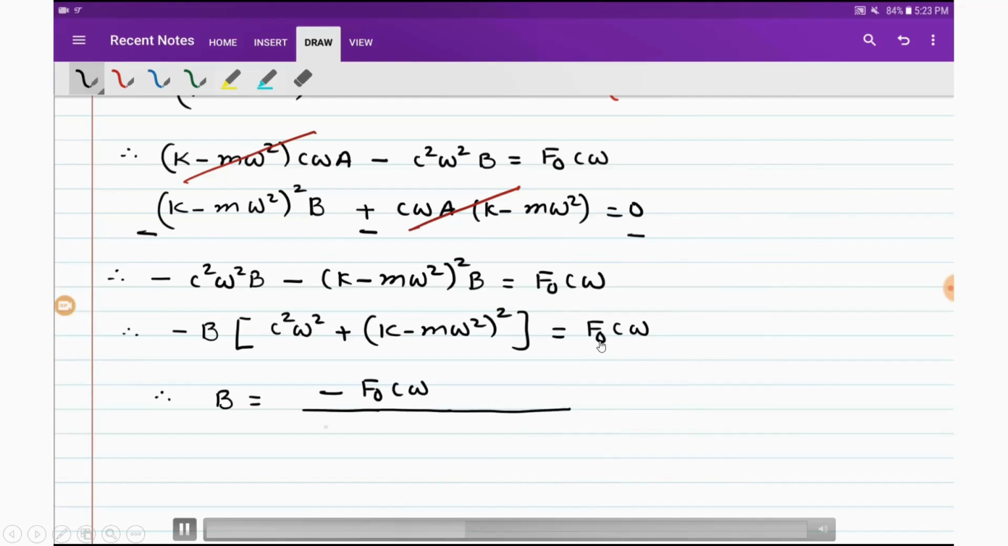So b is equal to minus f0 c omega divided by [c omega] bracket square plus [k minus m omega square] bracket square. So c square omega square can be written as c omega and square of that.